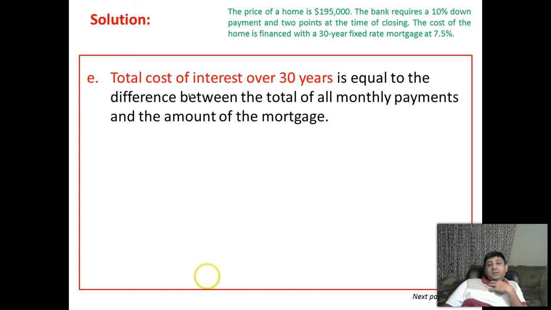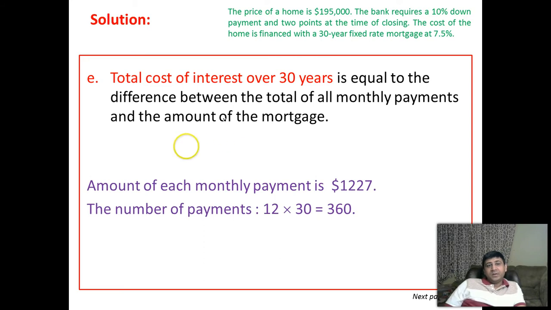The last part is E, which is how much interest you will pay over 30 years. This will be equal to the difference between the total amount of all the monthly payments we made in 30 years and the amount of the actual mortgage. Whatever we overpay has to be the interest. Every month we pay $1,227. So how many payments do we have to make? Since our loan is for 30 years, and every year we make 12 payments, altogether we'll make 360 payments.